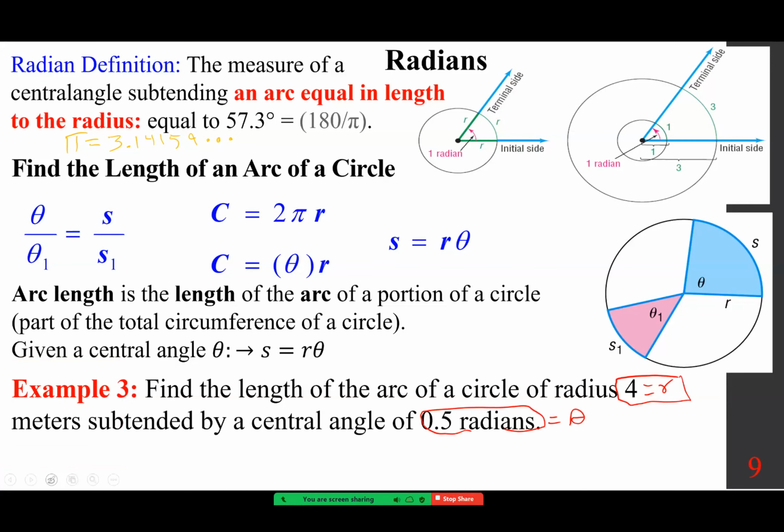And this is theta. And 4 times 0.5 is 2. As far as the units, you always use the units of the radius. It happened to be in meters. Proper units are extremely important.